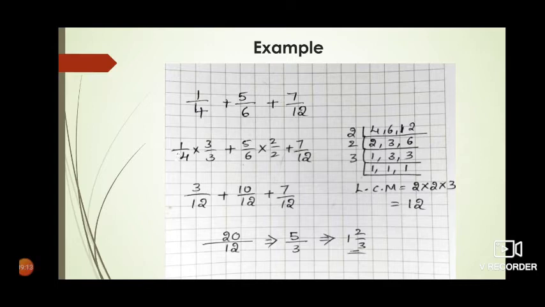Then we have to check whether we can reduce it. If we see here, we can reduce, children. 20 and 12 both are in the 4 table: 4 5s are 20, 4 3s are 12. So we get 5 by 3. If we convert 5 by 3 into a mixed fraction, we get 1 and 2 by 3.